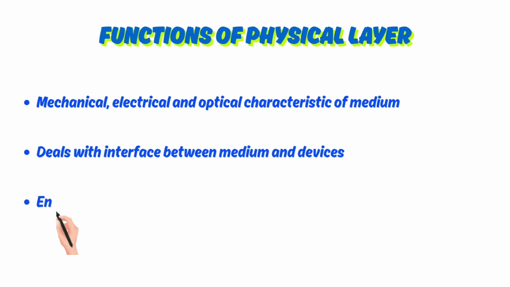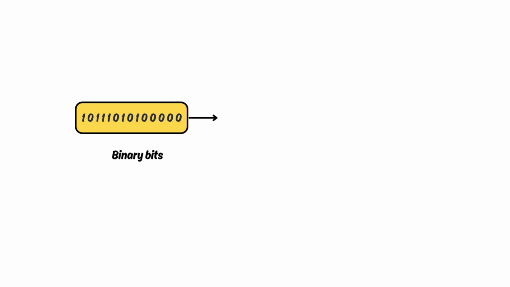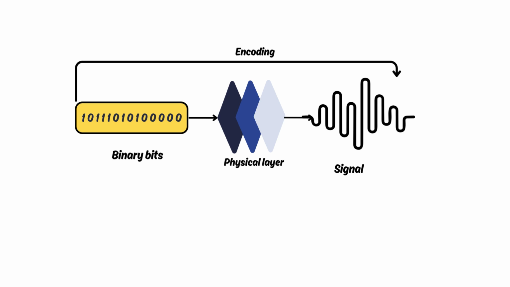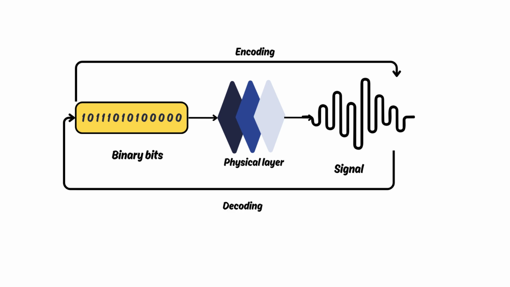devices. The physical layer of OSI model is also responsible for doing encoding and decoding. Encoding is normally done at the sender side while the decoding is done at the receiving side. Encoding is the process of converting digital bits into signal, which are then sent over the medium. While decoding is the process of converting signal back into the digital form, which is understandable by the receiver.